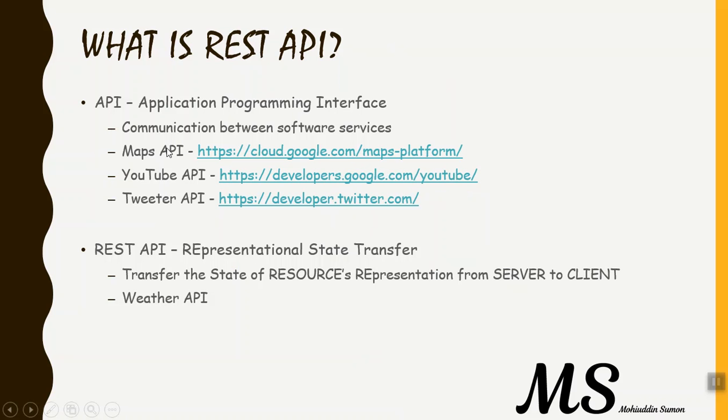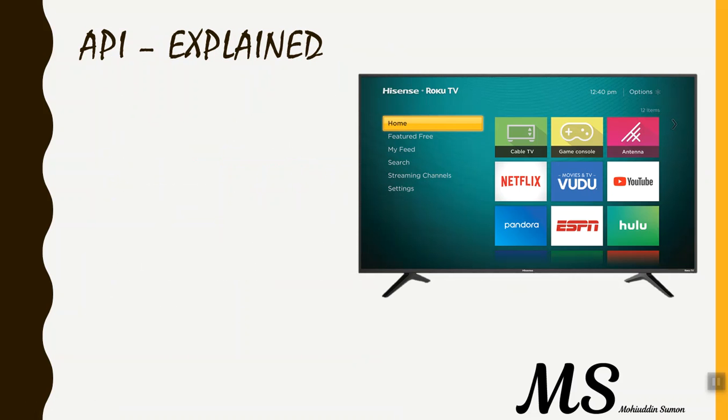Some examples may be Google Maps, cloud.google.com/maps platform. This is the Maps API. Then there is the YouTube API, there is the Twitter API, and all other giant companies provide different types of API to communicate with their services. Okay, then REST API we will talk about later.